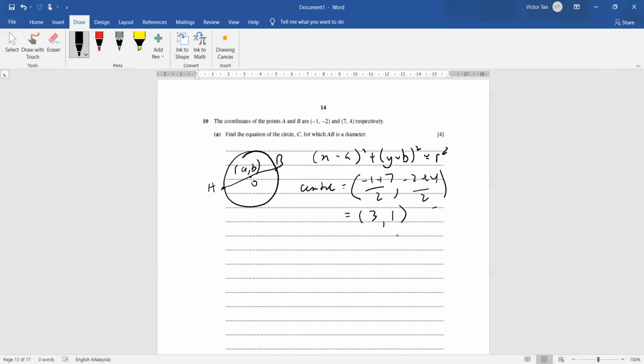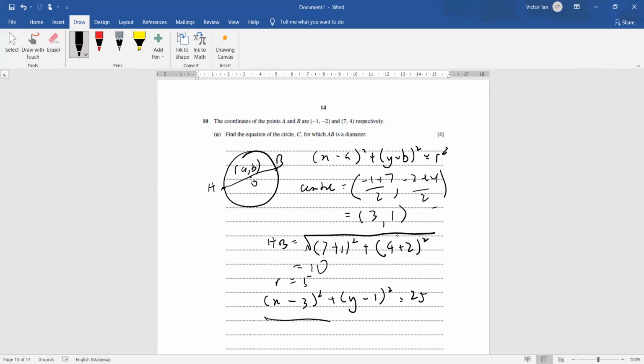Now finding the length of AB: square root of 7 minus minus 1, which is 8, squared, plus 4 minus minus 2, which is 6, squared. Therefore the diameter is 10, the radius is 5. So the equation is x minus 3 squared plus y minus 1 squared equals 5 squared, which is 25. This is the answer.